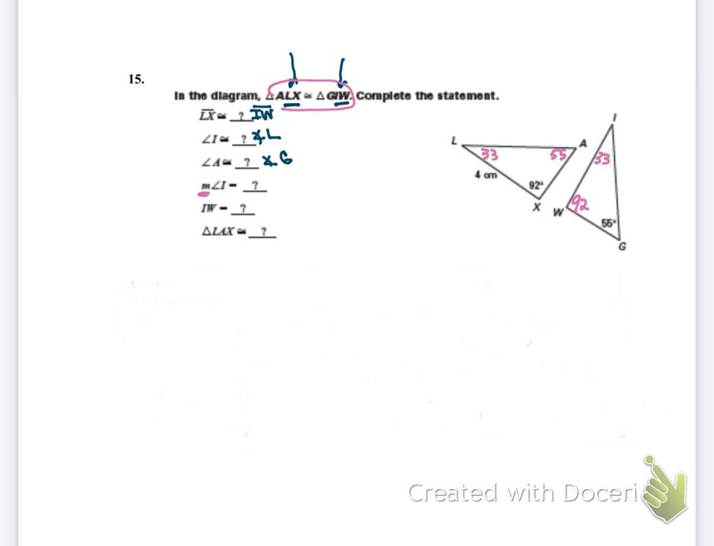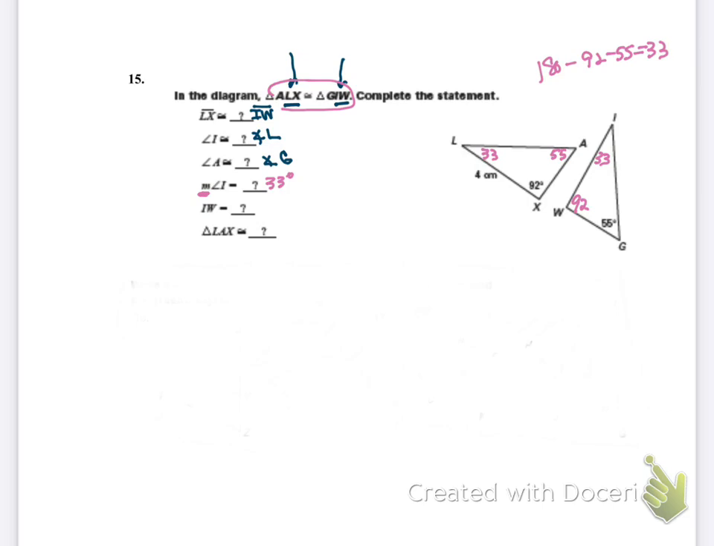So I had to do a lot of work here. So what I just did was say 180 minus 92 minus 55, and that gave me 33. Okay, that was the missing angle. That's the angle they want. So now I know the measure of angle A is 33 degrees.